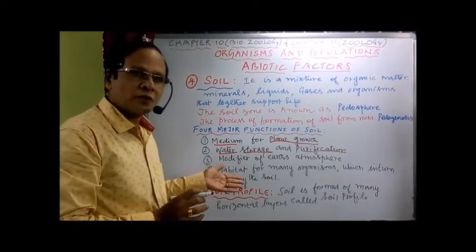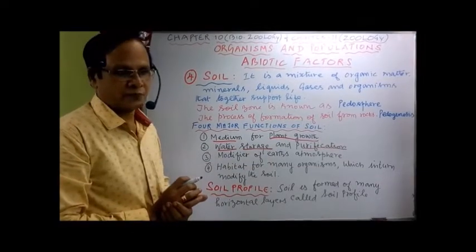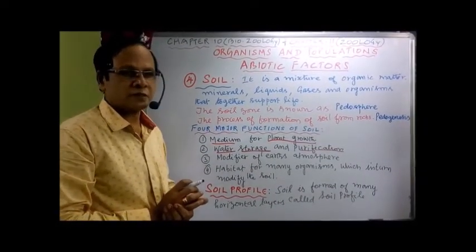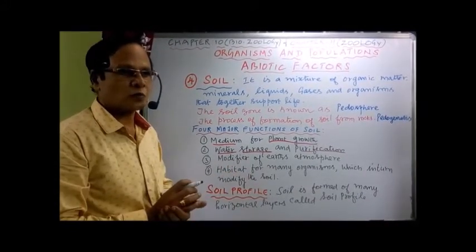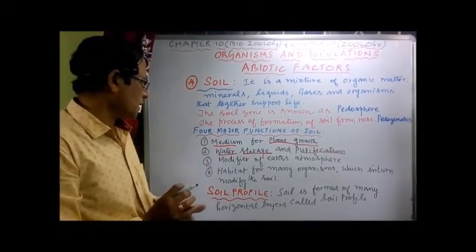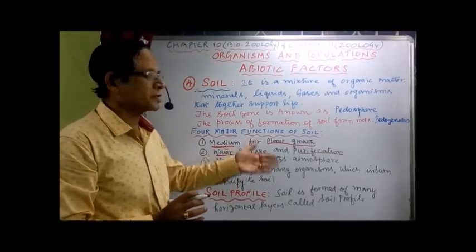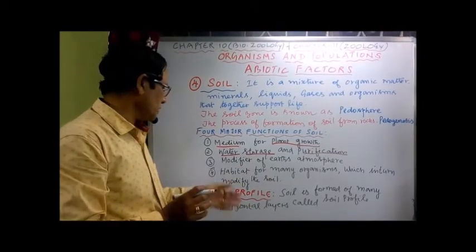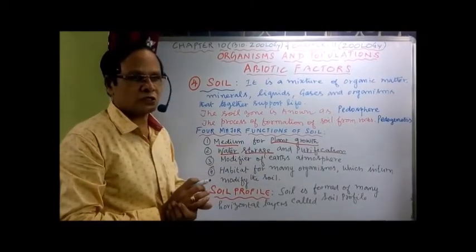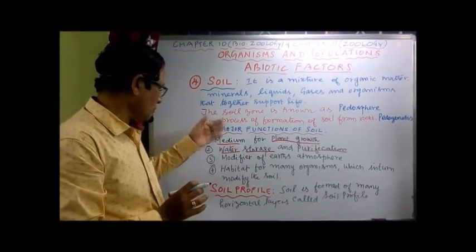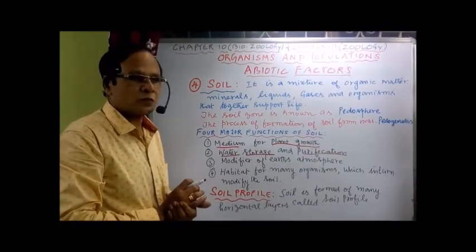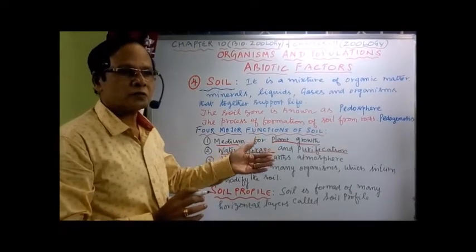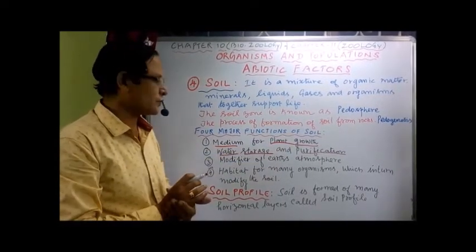And it is a modifier of Earth's atmosphere. For example, after the rainy season, we have a change in the color of the water. This is because of the soil. And it is a habitat for many organisms, the living microorganisms and macroorganisms, which in turn modify the soil nature. These are the four main functions. What is soil profile? Soil is formed of many horizontal layers which together constitute a soil profile.